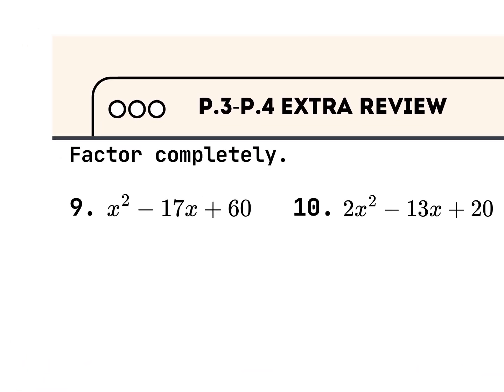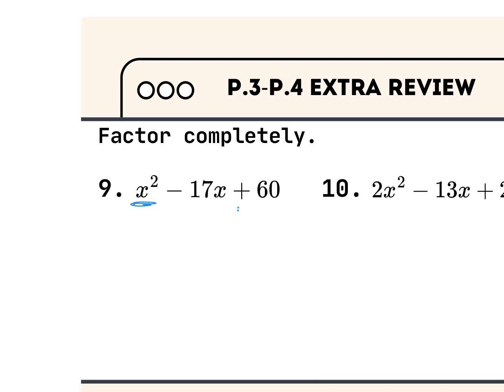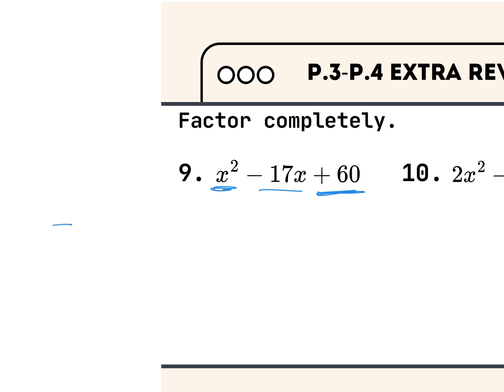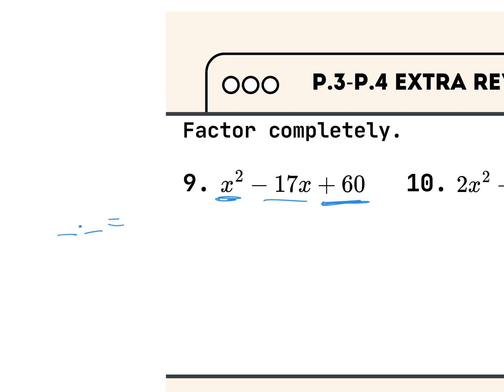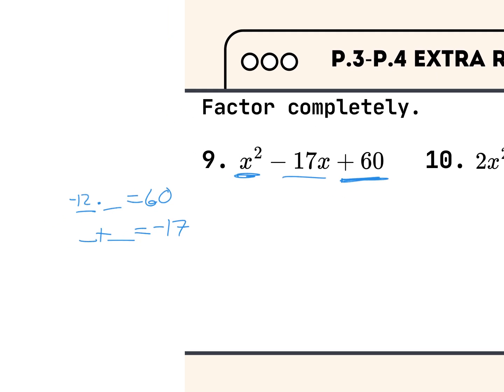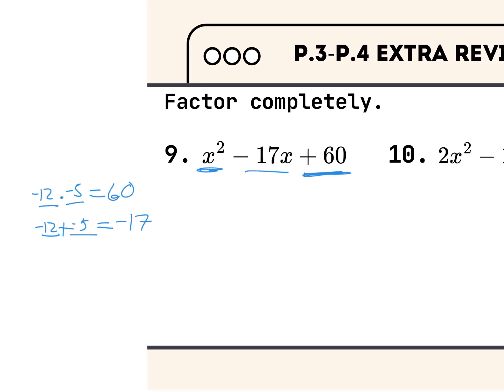All right, so let's look at this first one. There's nothing in front of our x squared, all right? So all we have to do here is we're finding numbers that multiply to the last, add to the middle. So I'm looking for what times what gets me a positive 60, and a what plus what gets me a negative 17. All right, and that's going to be a negative 12 and a negative 5. If I multiply the 2, I get a positive 60. If I add the 2, I get a negative 17. So all I have to do is it's going to be x minus 12, x minus 5.